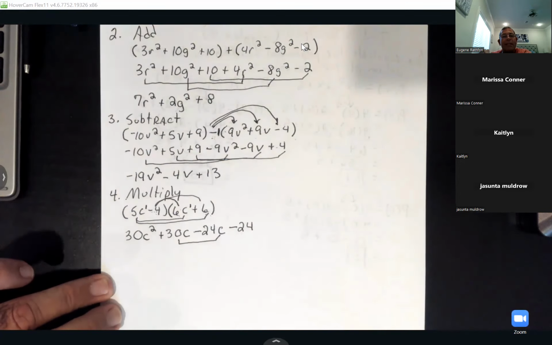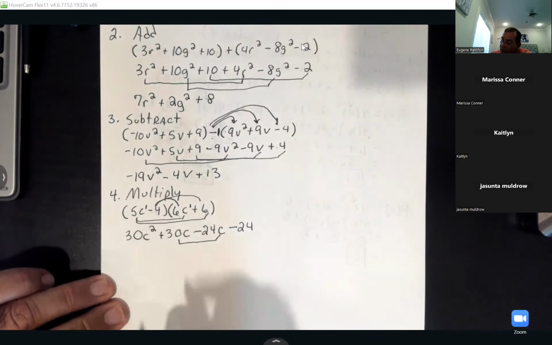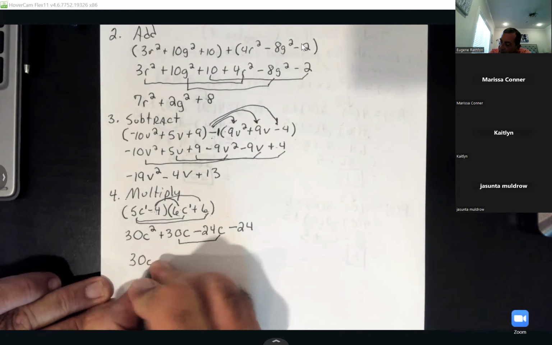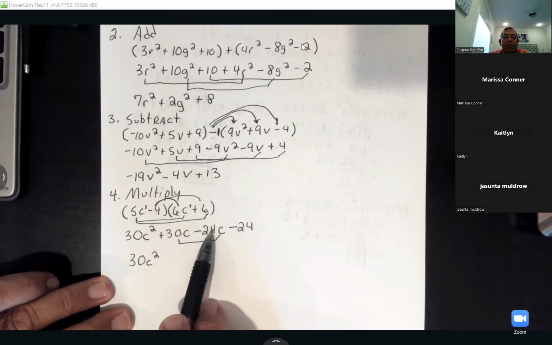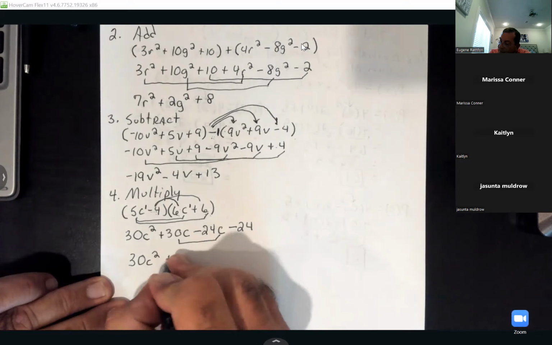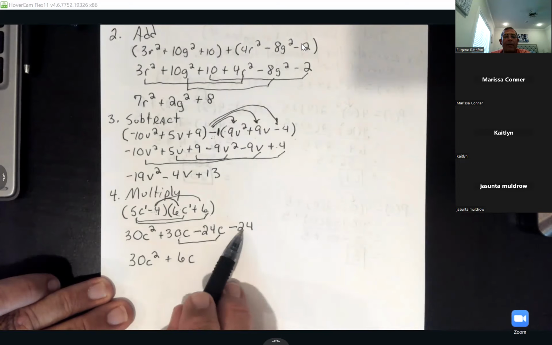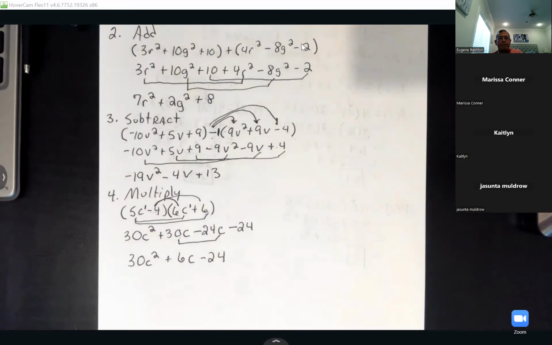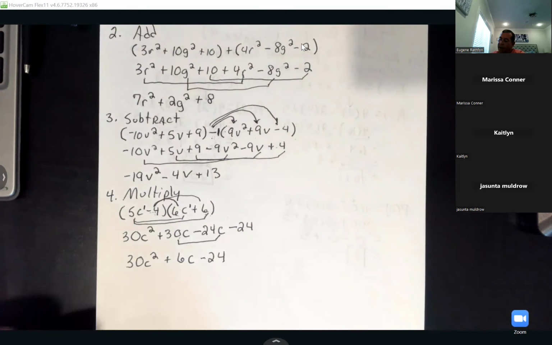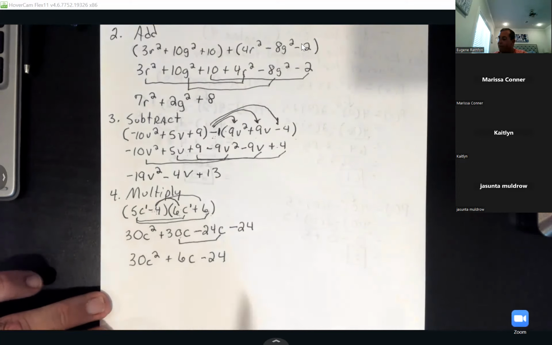But y'all remember, I got like terms in the middle. So you always got to look for like terms after you multiply. So the c's will subtract these c's. So I'm going to bring down my 30c squared, because it has nothing over here to add to. The 30c and the -24c give me a +6c. So that takes care of my like terms. And at the end, bring down that -24. Okay, so watch for signs as you're going through these, okay?